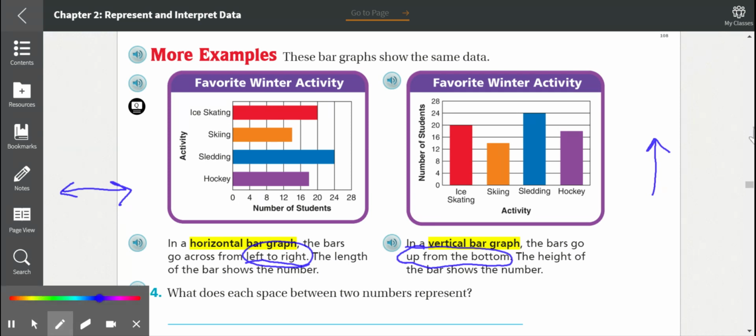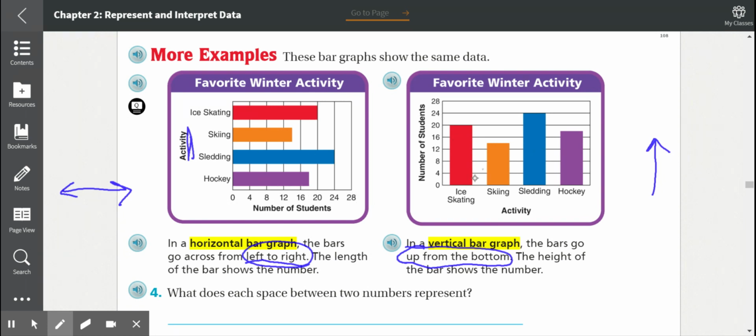So let's read them. It's called favorite winter activity. So then let's start with the horizontal. On the side here, we have the activity. And the options are ice skating, skiing, sledding, and hockey. And then on the bottom, it's the number of students. And the scale is going by fours because it goes 0, 4, 8, 12, 16, 20, 24, 28.